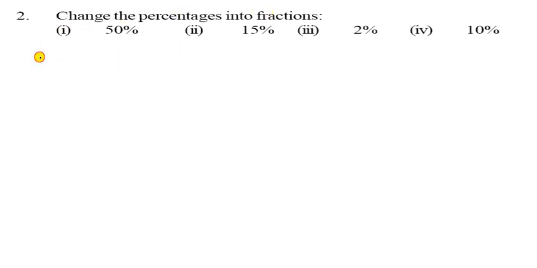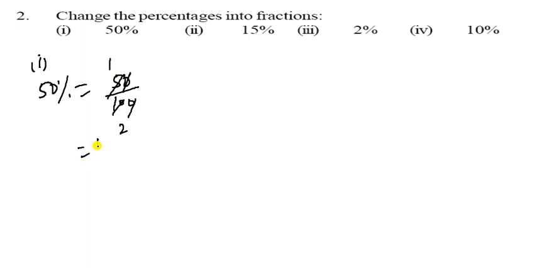Change the percentage into fraction. How can we change the percentage into fraction? Let us see. It is the 50%. So that means 50 upon 100. That number is out of 100. So 0 will be cancelled to 0 and 5 1s are 5 and 5 2s are 10. So you get 1 by 2. 1 by 2 is a fraction.